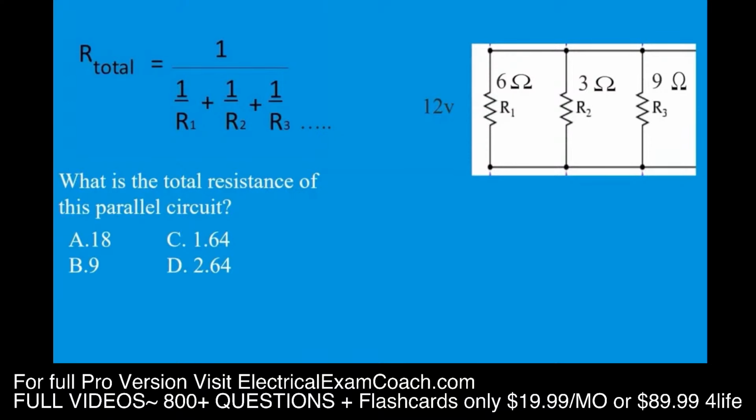Remember, always mark an answer on your test. Even if you're just taking a total guess, you can mark it to come back later, but always put an answer, because if you run out of time, you got a 1 in 4 shot of getting it right. Take 1 divided by 6 plus 1 divided by 3 plus 1 divided by 9. Go ahead and do that on your calculator now. Pause the video if you need to.